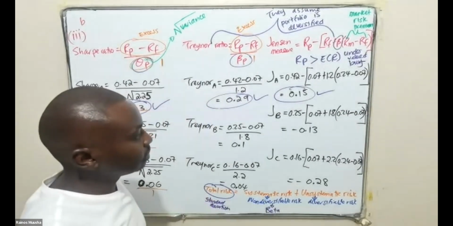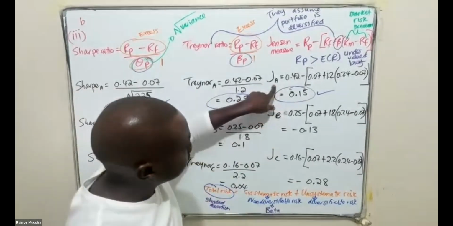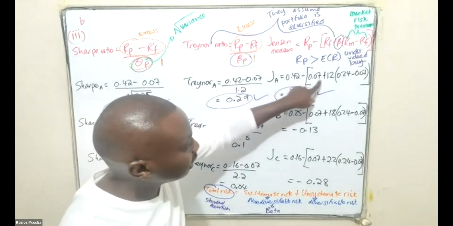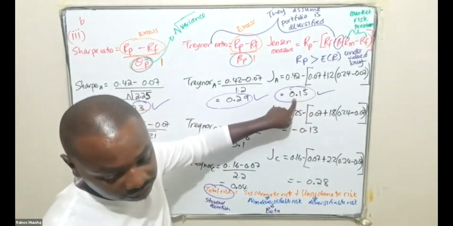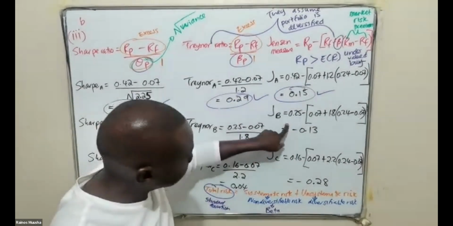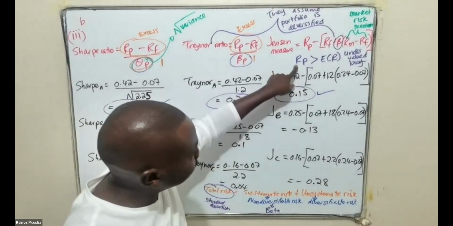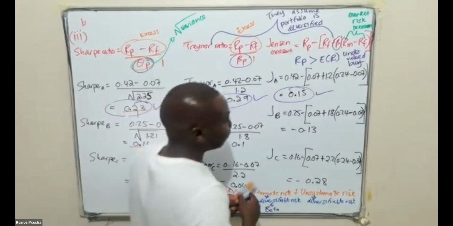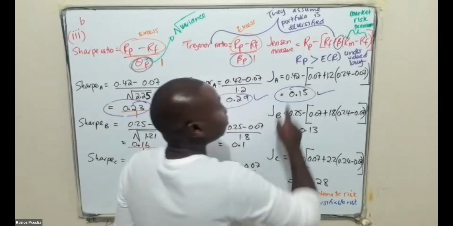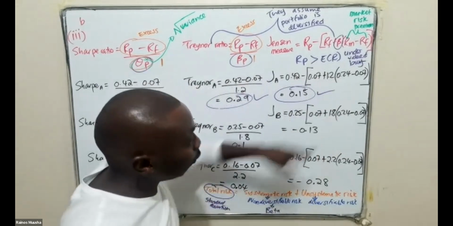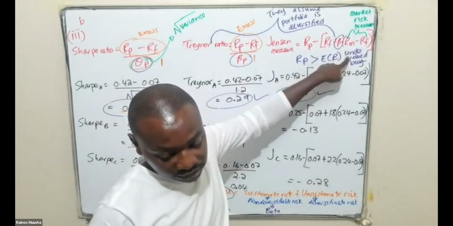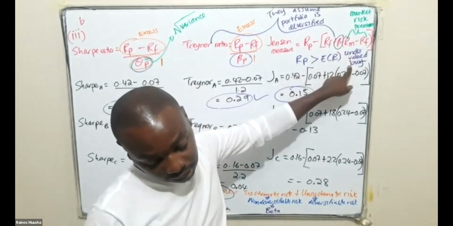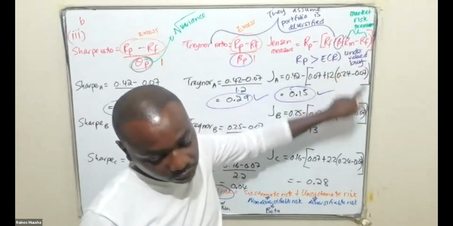So what do we see? For A, the return of the portfolio is greater than this, hence we have a positive amount. But for B and C, the return of the portfolio is less than this. If it's less than that, what does that mean? It means the portfolio is what? Is the opposite. It's overvalued. And when something is overvalued, what does that mean? You sell. Are we on the same page?